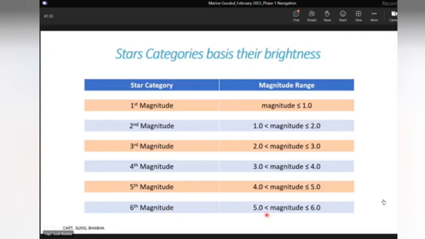Now, why are these categories important? Because in the questions, they sometimes ask us to find out the first and second magnitude stars which are suitable for a particular observation. So in that case, we check their magnitudes from the almanac, and whichever magnitudes fall under our required category, we pick up those stars and write them as our answer.